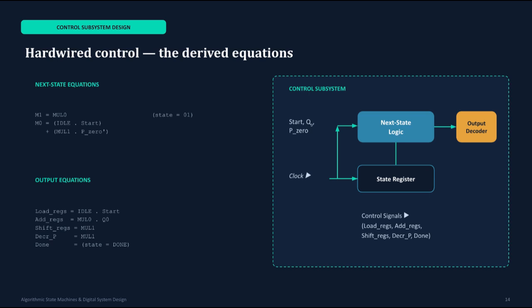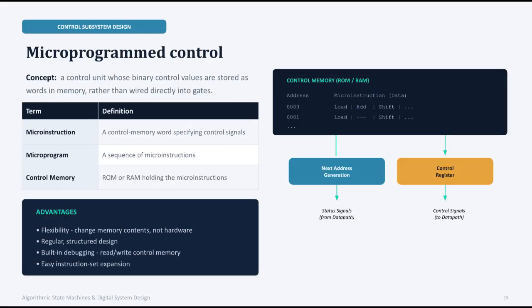Let's contrast it with the memory-based alternative, microprogrammed control. Microprogrammed control stores binary control values as words in memory rather than wiring them into gates. 3 terms matter here. A microinstruction is a single control memory word that specifies the control signals for one state. A microprogram is the full sequence of microinstructions, and control memory is the ROM or RAM holding them all. Look at the diagram. The current address feeds into control memory, which outputs a microinstruction. That word splits into next address information and a control register's worth of actual control signals, both of which loop back based on status signals from the datapath.